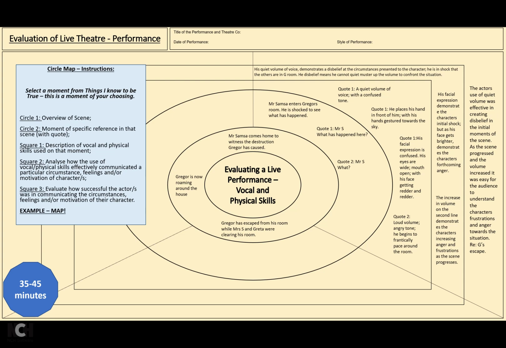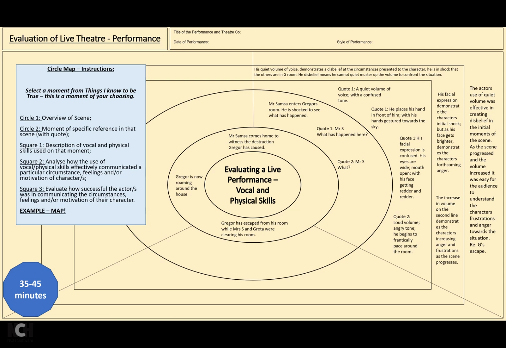In Square 2, we then move on to the analysis. So what the description means. So what the use of those vocal and physical skills meant to you as an audience member. How it effectively communicated the character to you. And so I've got that in Square 2 for you to look at, but I'd like you to just read that by yourself. I'm not going to go through those moments.